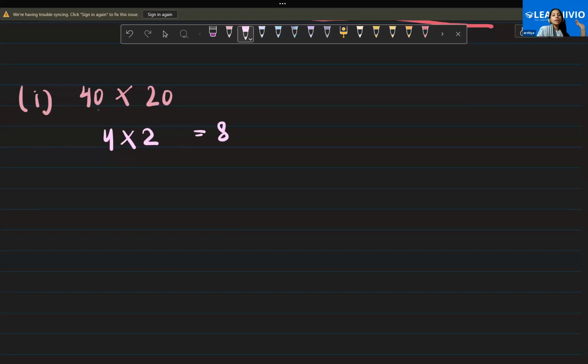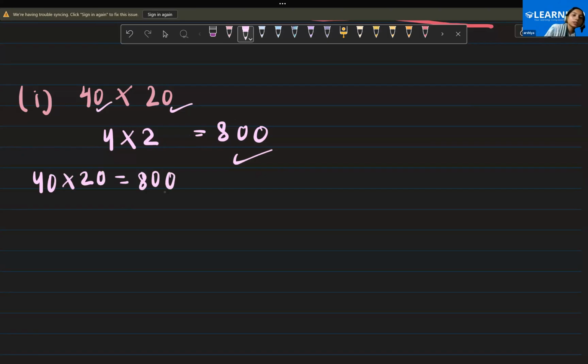Now how many zeros are there? 1 zero and 2 zeros. So I'll put these 2 zeros back. So it will not be 80, it will be 800. Okay, ma'am. Is it clear? If it was 40 times 2, then it would have been 80. But since there are two zeros, you will also write two zeros.